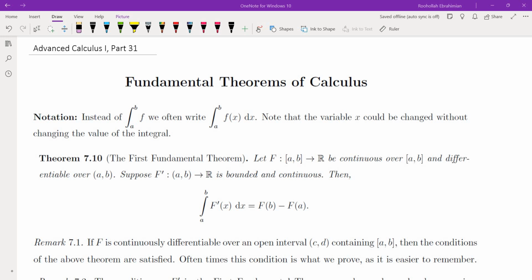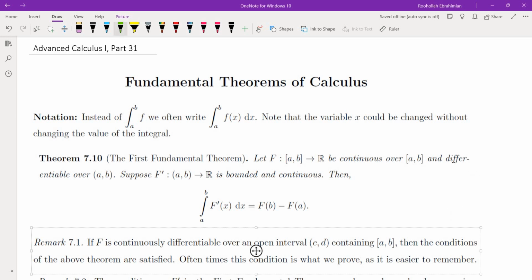Because of that, we are looking for a tool that allows us to find integrals without having to go through the process of finding an Archimedean sequence of partitions, then finding the upper sums and then taking the limit, because that process is challenging.